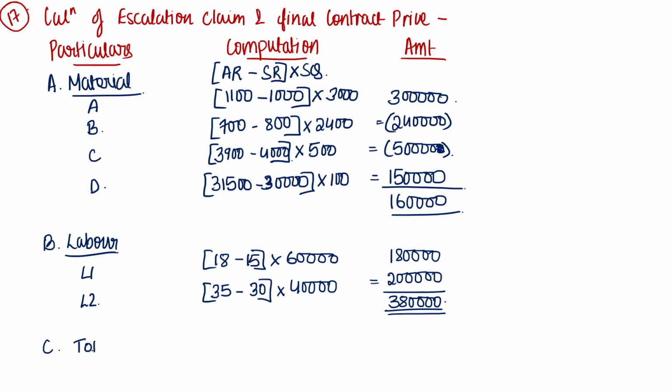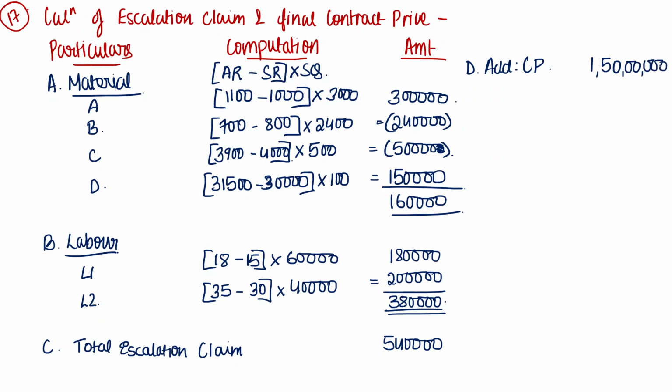So total escalation claim will be 5,40,000. Add initial contract price, 1 crore 50 lakhs. So final contract price is 1 crore 55 lakh 40,000.